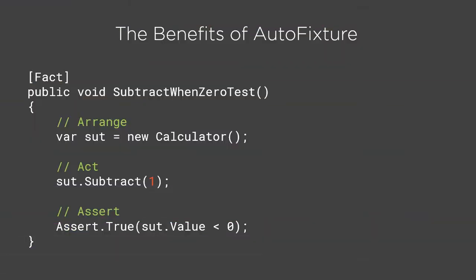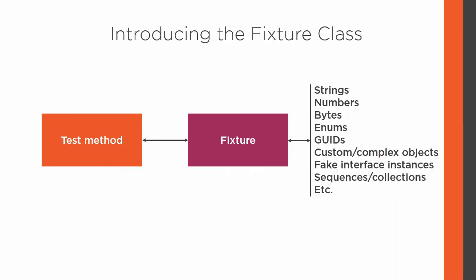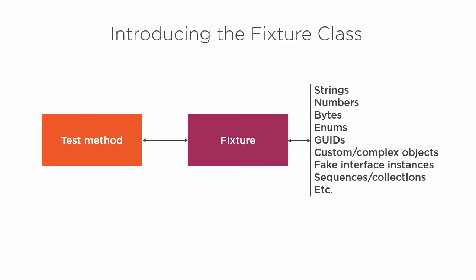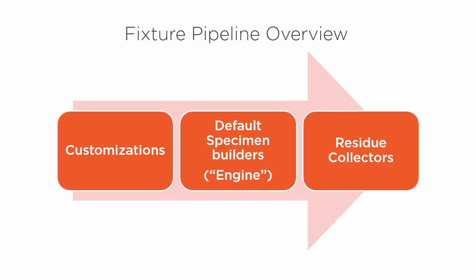Test code can quickly become hard to read and hard to maintain. Sometimes a simple change in the production code can suddenly mean a whole lot of additional work is needed just to make the existing tests compile. In this course, we're going to learn how to make unit testing easier with the free open source AutoFixture library.